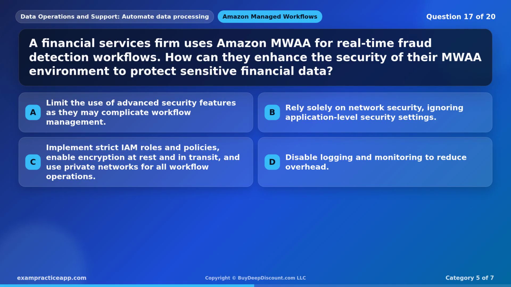The correct answer is Option C. Implement strict IAM roles and policies, enable encryption at rest and in transit, and use private networks for all workflow operations. Explanation. Enhancing the security of an Amazon MWAA environment, especially for handling sensitive financial data, involves implementing strict IAM roles and policies, enabling encryption for data at rest and in transit, and operating within private networks. These measures ensure that the data and workflows are protected against unauthorized access and potential security threats.